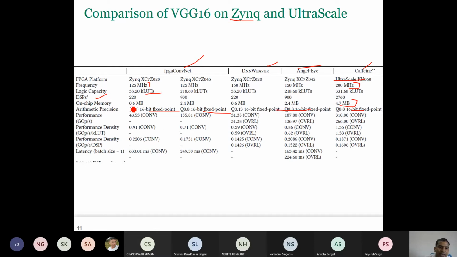Some of them use 8.8. What is the meaning of 8.8? Can anybody guess? See the slides and try to guess. And there is another, 3.13.